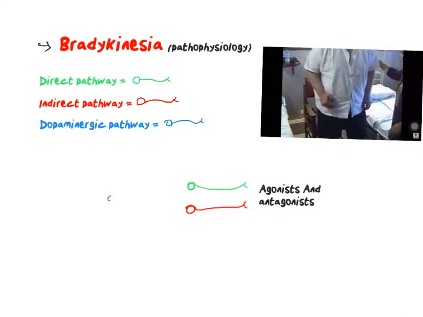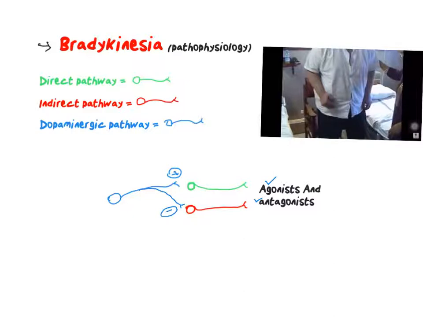Okay, so normally when dopamine is released on the direct pathway, it stimulates it and helps you initiate the movement. And the dopaminergic neuron on the indirect pathway will inhibit the indirect pathway. So the direct pathway stimulates the agonist muscle, and the indirect pathway inhibits the antagonist muscles, balancing the action.